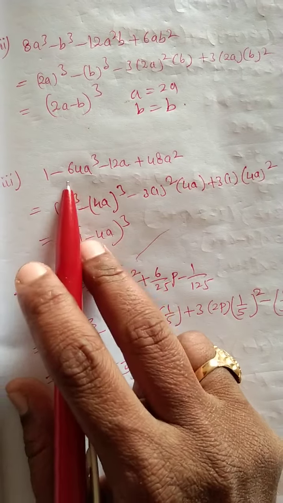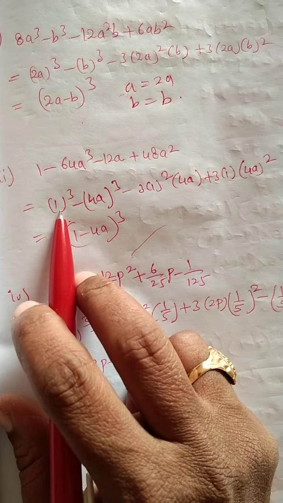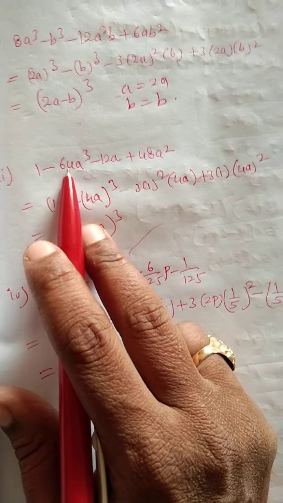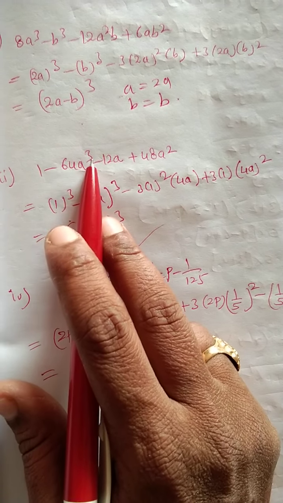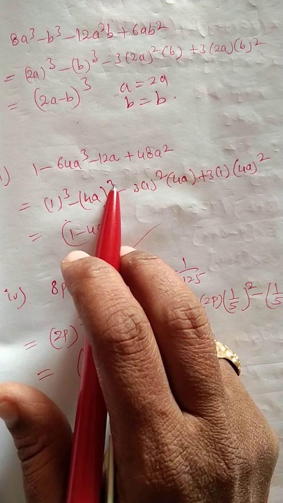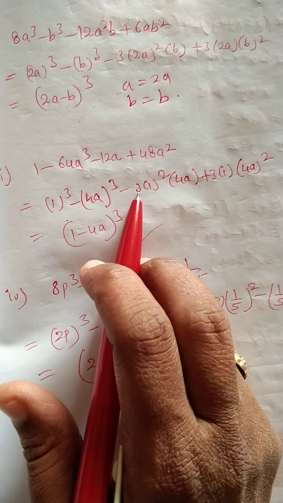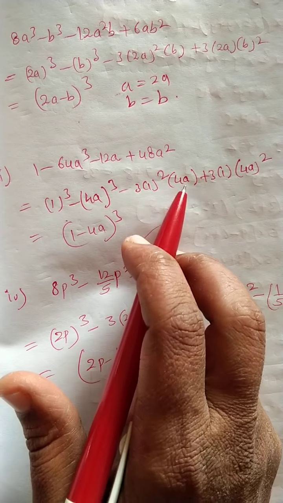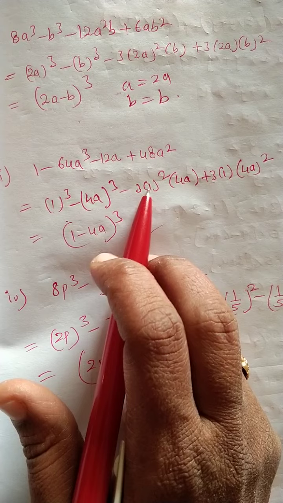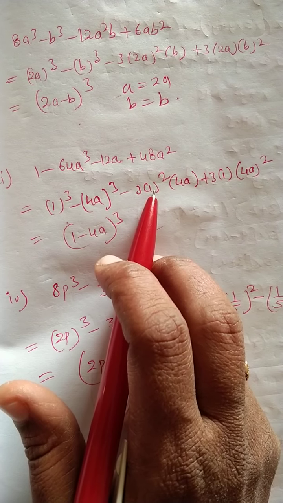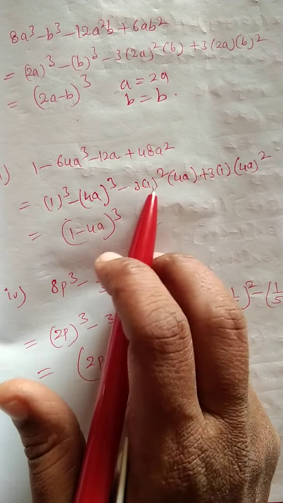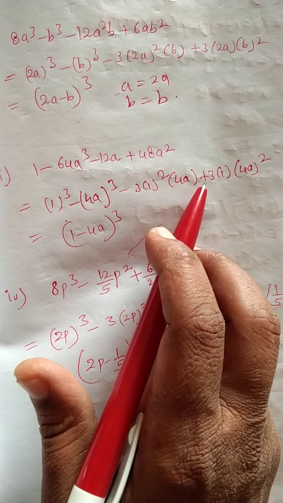Next, third one. See once. Third one, 1 cube minus this 64a. 64 we can write as 4 cube. So a cube already is there, so (4a) whole cube we can take. Minus 3 into 1 square into 4a. 3 fours are 12, no? So this one, if you take 1 square also, it becomes 1. 1 into 3 means 3 only will come, 3 fours are 12 will come. So like this we can form.